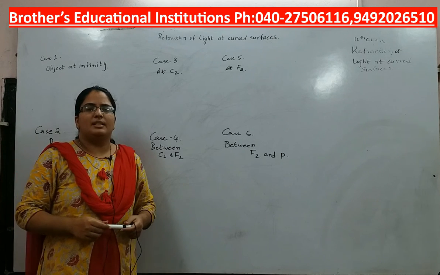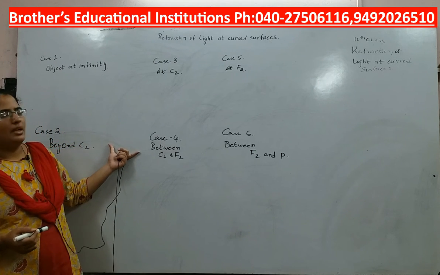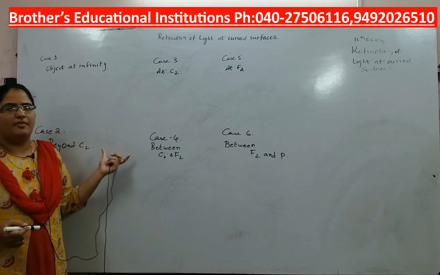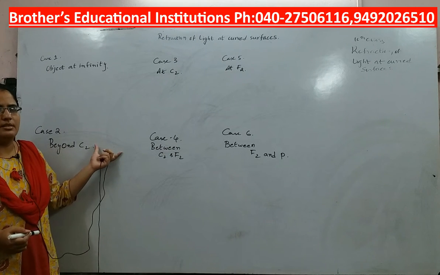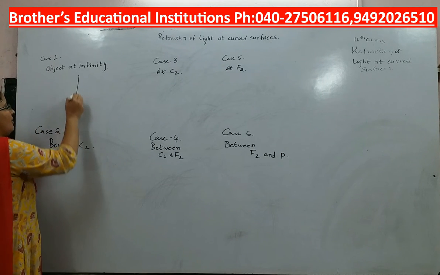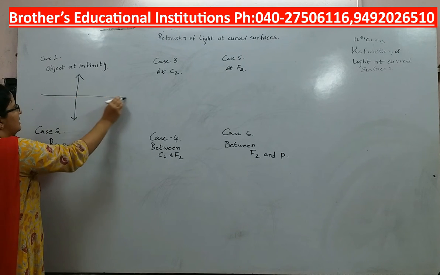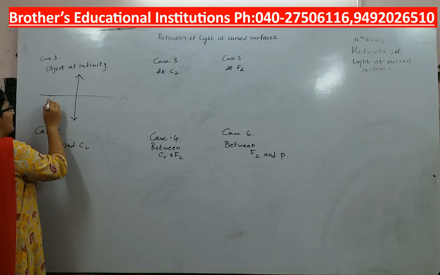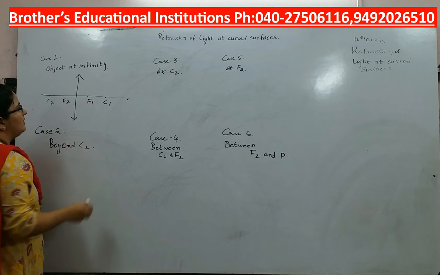In the previous class we discussed the rules for drawing ray diagrams. In today's class we shall discuss various ray diagrams of a convex lens. I have already told you the denotation of a convex lens. This is how a convex lens is represented. Now this is C2, F2, F1, C1.